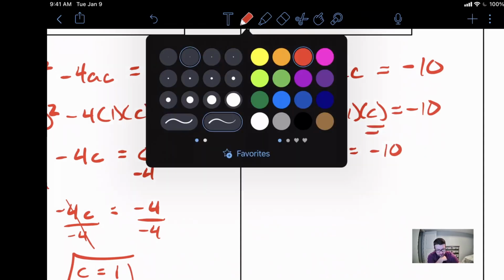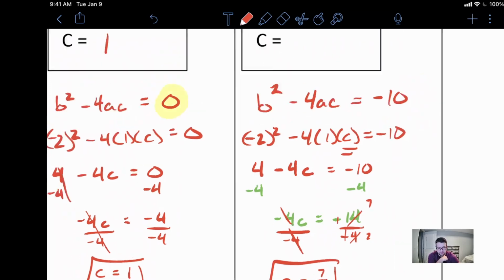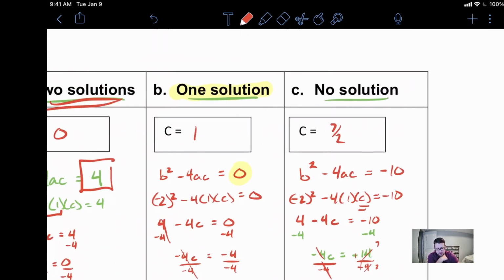Now, let's subtract 4 from both sides. So we get -4c is equal to -14. And then last but not least, we're going to divide, because that's going to get c alone. So these two pieces will cancel off, and we'll be left with c equals -14 divided by -4. Well, 2 negatives obviously make a positive, and 14 over 4 becomes 7 over 2, so c is equal to 7 over 2. So if c is equal to 7 over 2, that's going to ensure that the discriminant is a negative number, which means we will get no solutions.